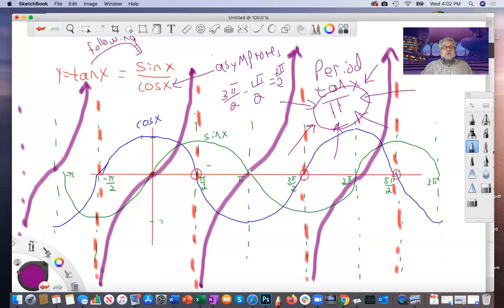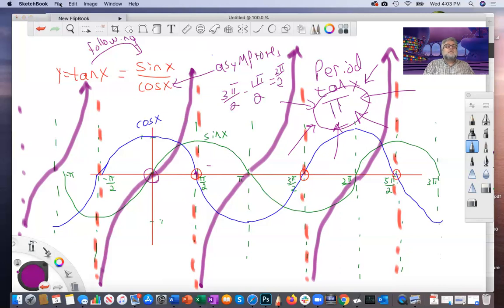Okay? Now, the asymptotes occur where cosine is equal to 0. You can see here's where cosine equals 0 right here. That's where the asymptote is. Tangent is 0 when the numerator is 0, when sine is 0. Something you should probably note. This is the graph of tangent x.